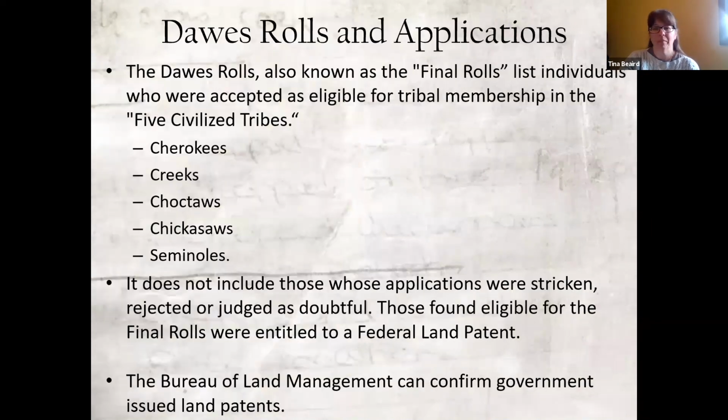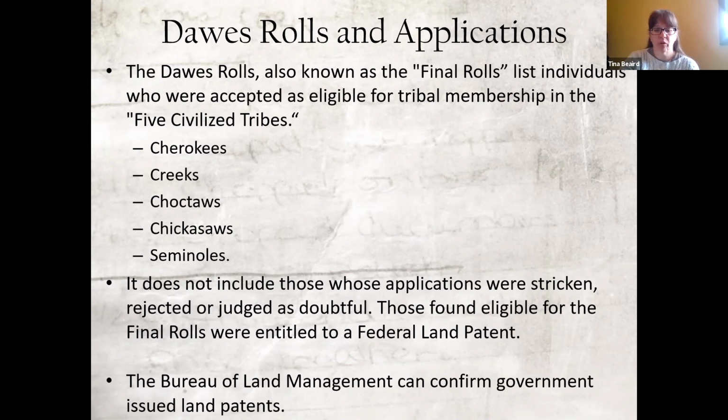Dawes rolls and applications, I'm not going to spend a lot of time on because they're widely available. They're available through the National Archives and through Fold3. But the Dawes rolls cover only the Five Civilized Tribes, so they're not going to include things like Potawatomi or the Menominee, like we saw. They're very limited in scope, and only 60% of those who applied were actually granted status through the federal government. So only 40% of people who represent these tribes are in the Dawes rolls, so they're woefully incomplete.